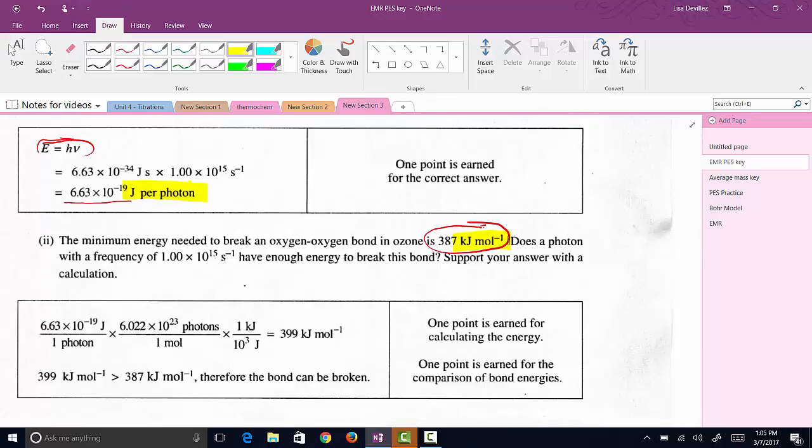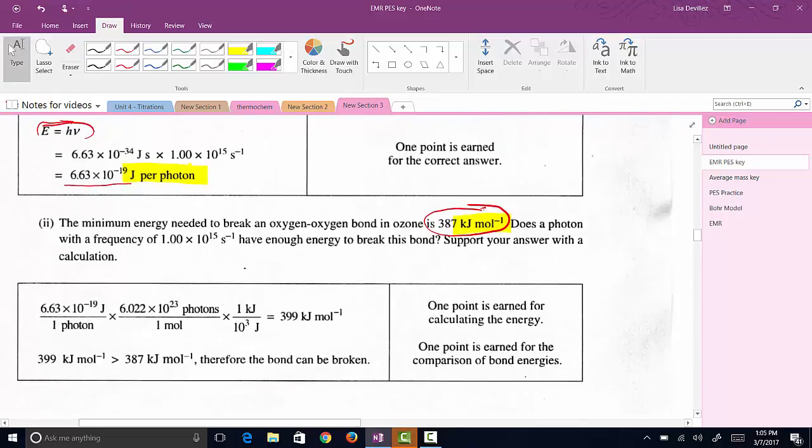So we can't compare them until we get one of them in the correct units. So here it's showing that you took the answer from part 1 and did the conversion to get it into kilojoules per mole. And when you did that, you were able to make the comparison that the energy from part 1 is greater than the required energy to break the bond, and so therefore the bond can be broken. You got 1 point for calculating the energy, and the other point if you made this correct comparison here.